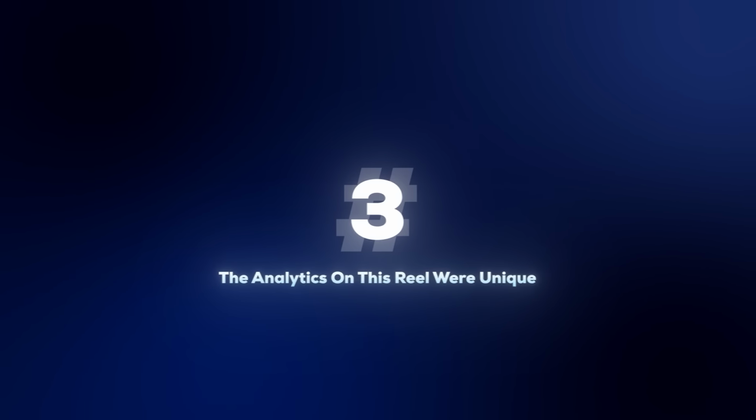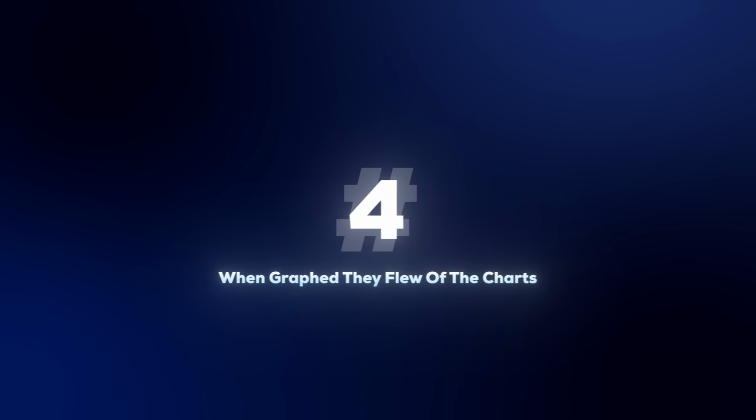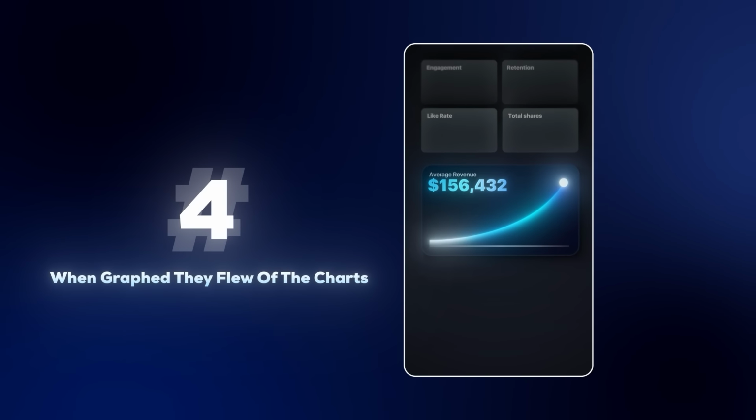The statement following this is the analytics on this reel were unique, which is where I'll create my own UI boxes that show the analytics. And finally, when I say, and when graphed, they flew off the charts, I'll create my own graph UI that shows an increasing graph. And with this plan in mind, let's get to work.